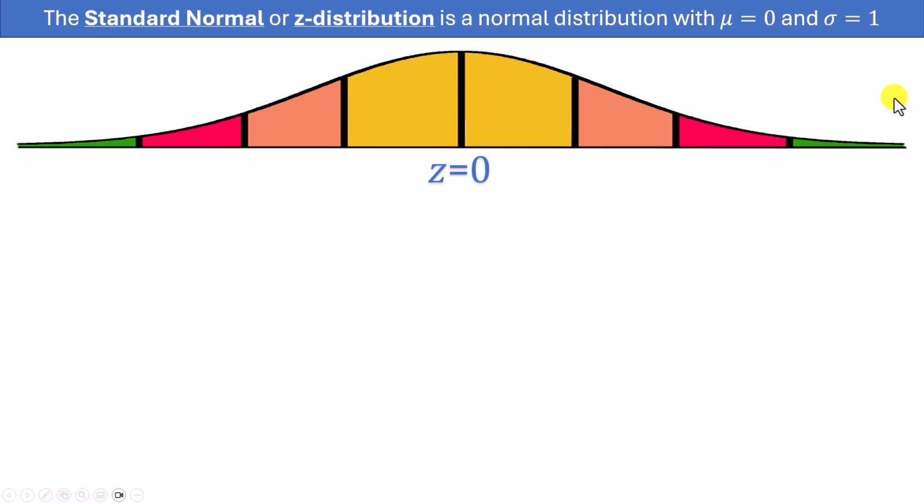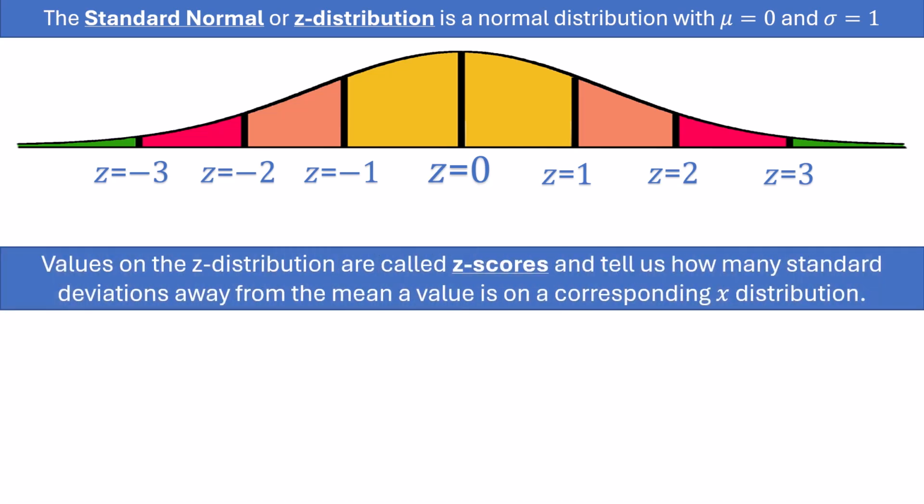And then we're going to be incrementing by 1, since the standard deviation is 1. So we'll have Z equals 1, 2, and 3 as we go towards the right, and -1, -2, and -3 as we go towards the left. Values on the Z distribution are what we call Z-scores, and they tell us how many standard deviations away from the mean a value is on a corresponding X distribution.